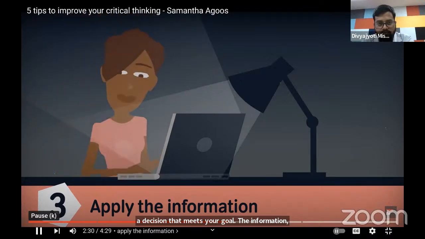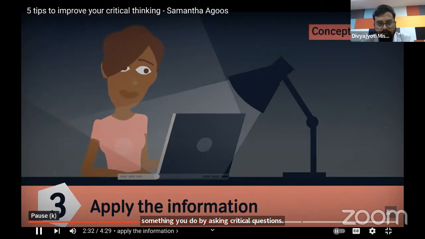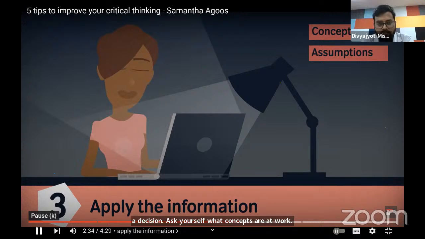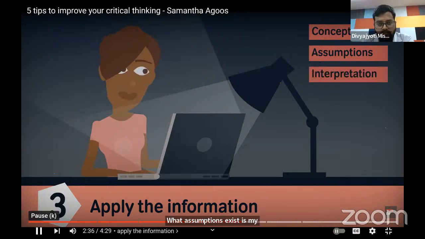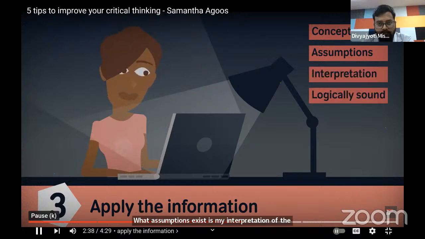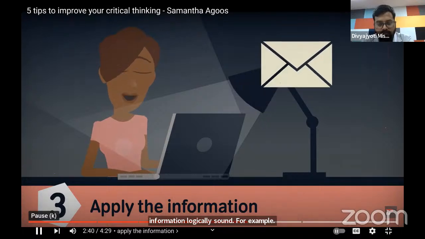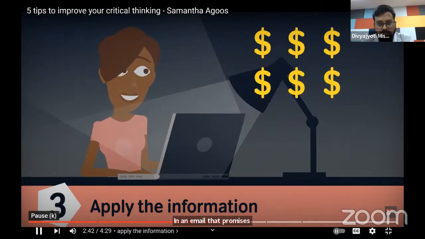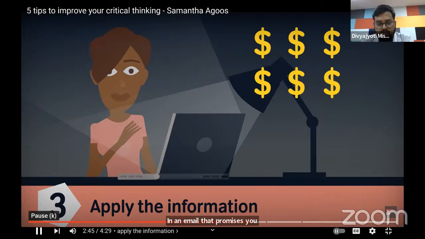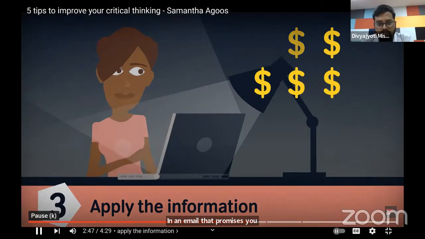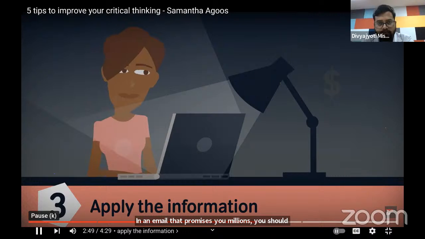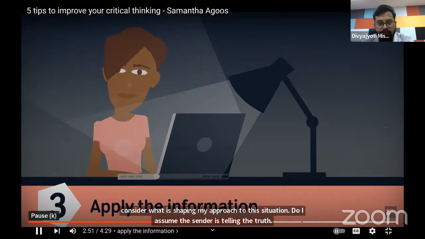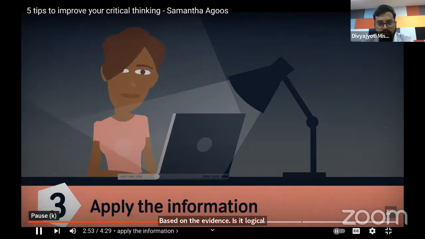Facing a decision, ask yourself, what concepts are at work? What assumptions exist? Is my interpretation of the information logically sound? For example, in an email that promises you millions, you should consider, what is shaping my approach to this situation? Do I assume the sender is telling the truth? Based on the evidence, is it logical to assume I'll win any money?